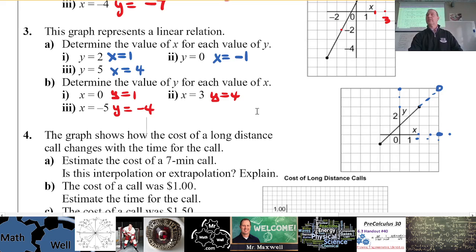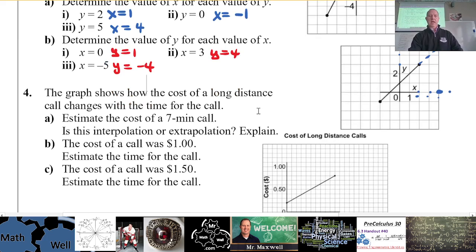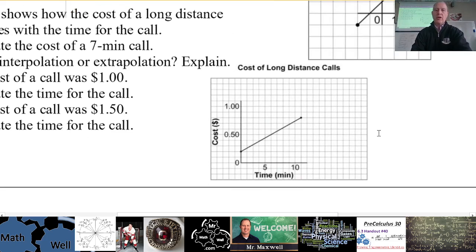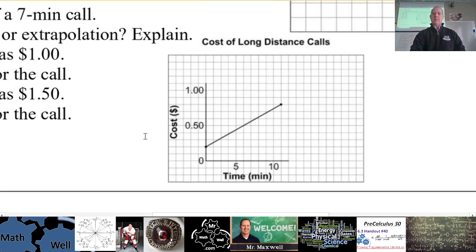Questions? All right. Finally, last question, number 4. The graph shows how the cost of a long distance call changes with the time for the call. So we've got cost on the dependent axis here, depends upon the time. If you look closely at this graph, there appears to be some kind of flat rate. The flat rate or the starting fee is where this starts on the y-axis, the cost at 0 time.